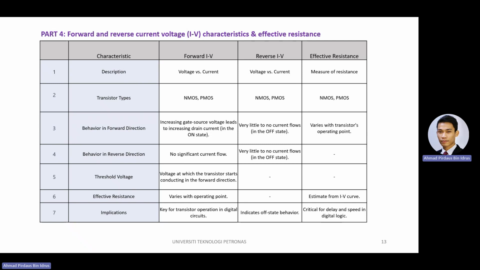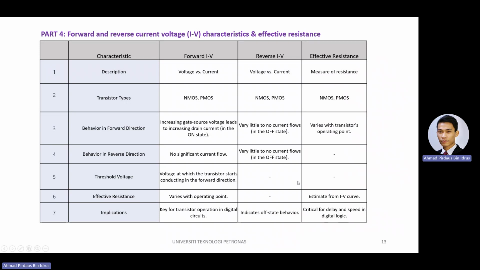Now the implication here is that the forward IV is key for transistor operation in digital circuits. The reverse IV indicates off-state behavior. The effective resistance is critical for delay and speed in digital logic.